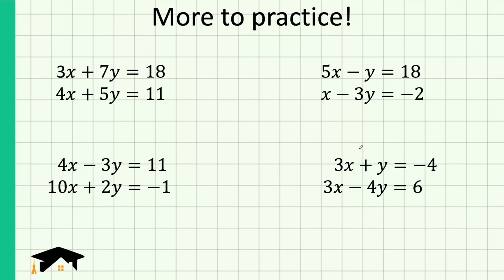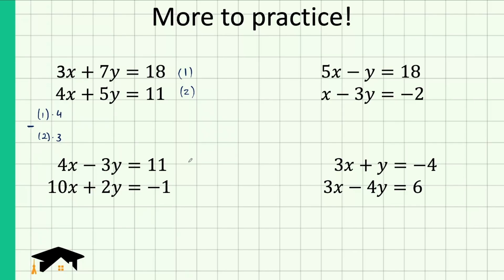Here are some more exercises for you to practice. Let's see very fast what we should do to solve them. Let's name the equations. And then here, let's say we want to make x disappear. We would have to do equation 1 times 4, equation 2 times 3, and that would give me 12x and 12x. So to get 0, we would have to subtract them.